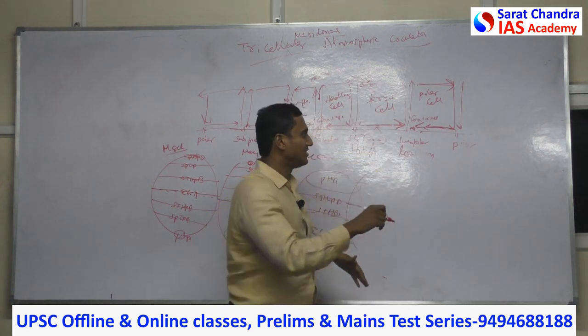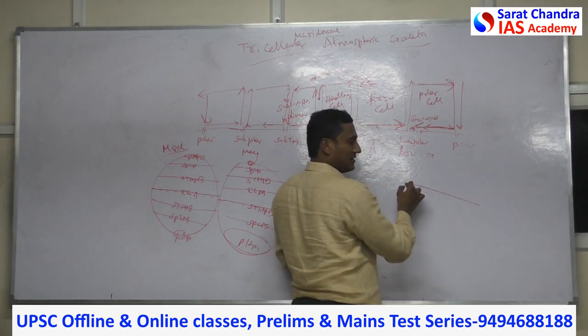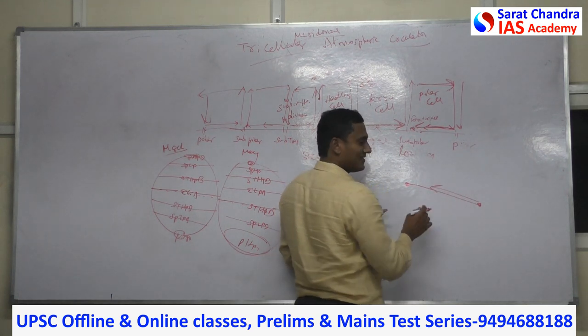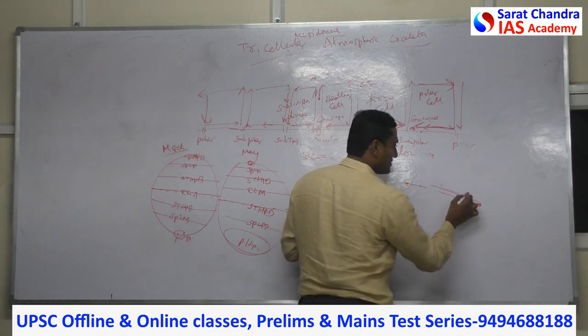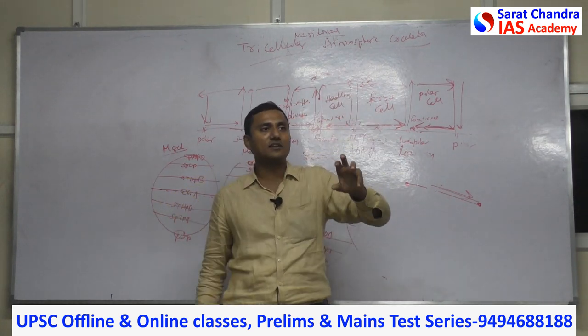For example, this land is like this. That means this is at a higher level and this is at a lower level. Now, water will move in this direction. I think all of you know that, right? Water moves in this direction. So, water moves from high potential. Do you know what potential energy is?